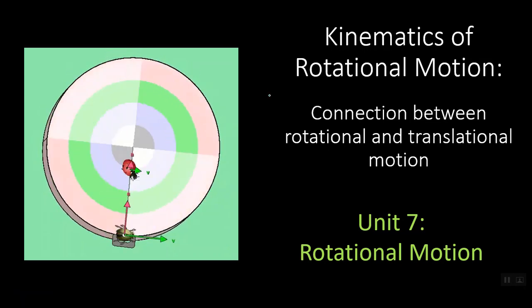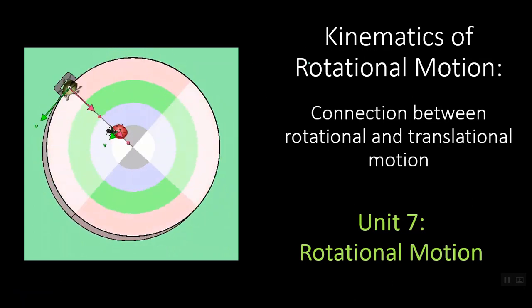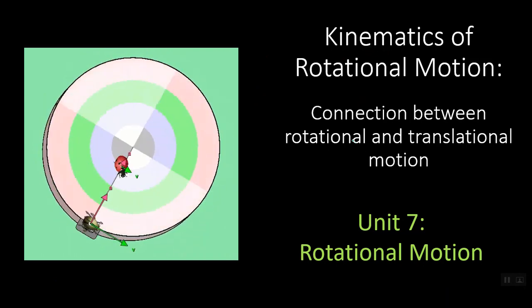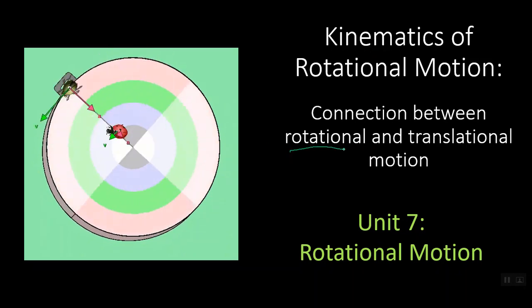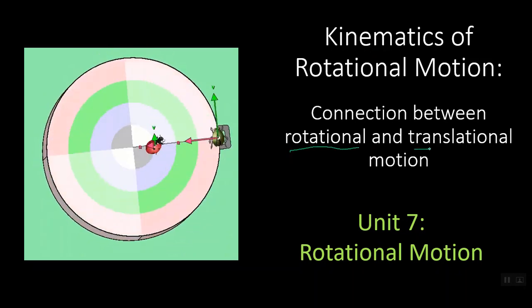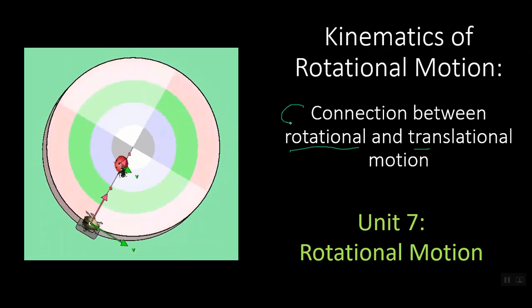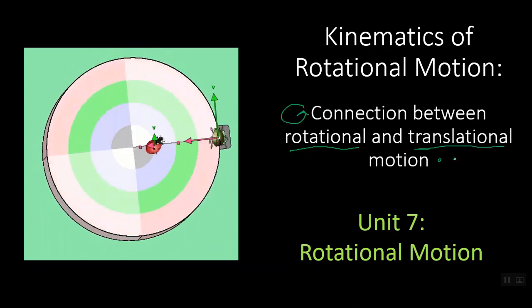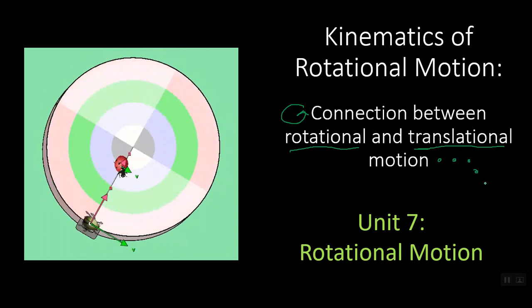Welcome back to our videos describing the kinematics of rotational motion. In this video, we are going to make a connection between rotational motion, objects that are spinning around a central axis, to translational motion, when objects are actually changing their position in space.